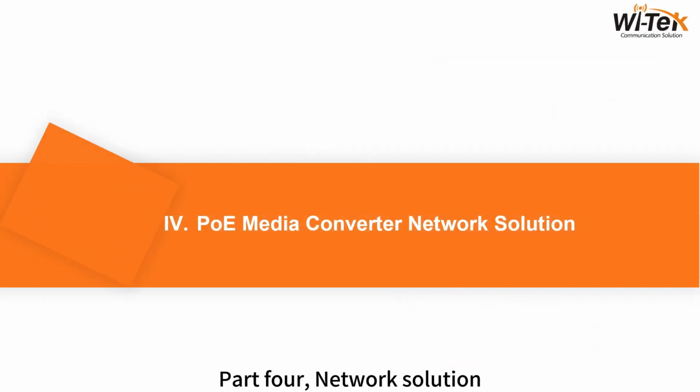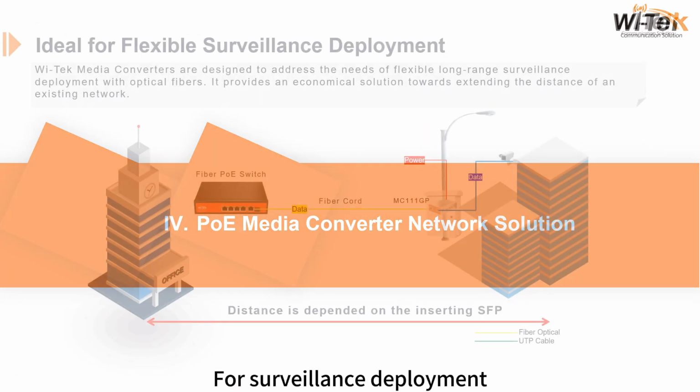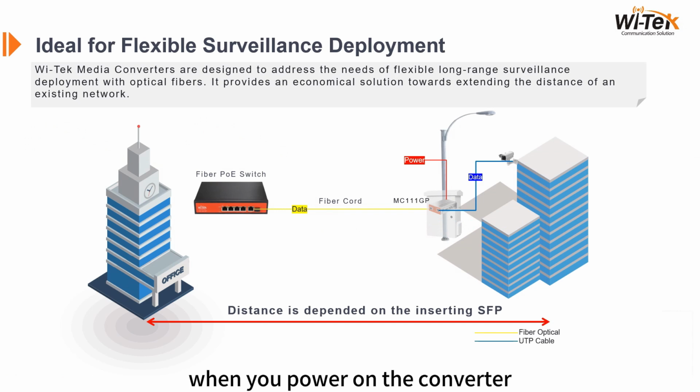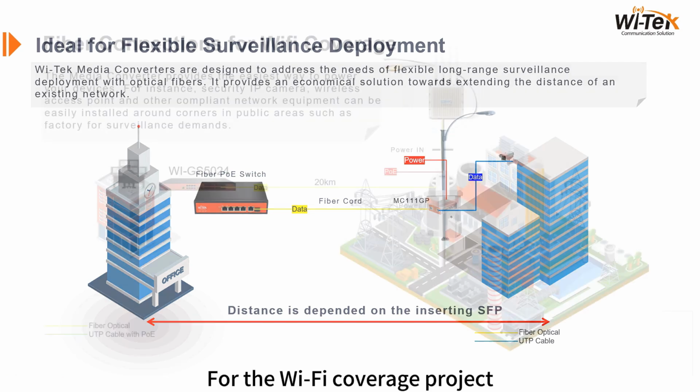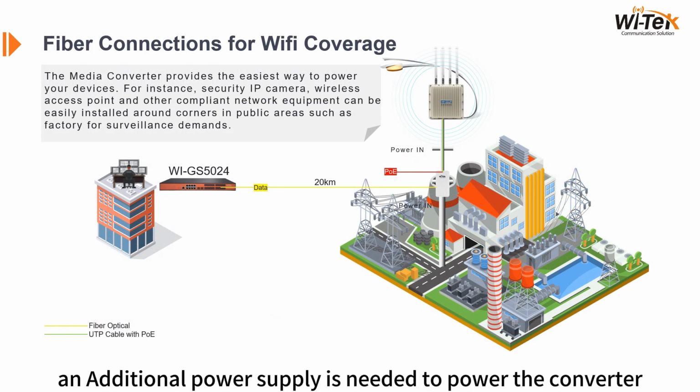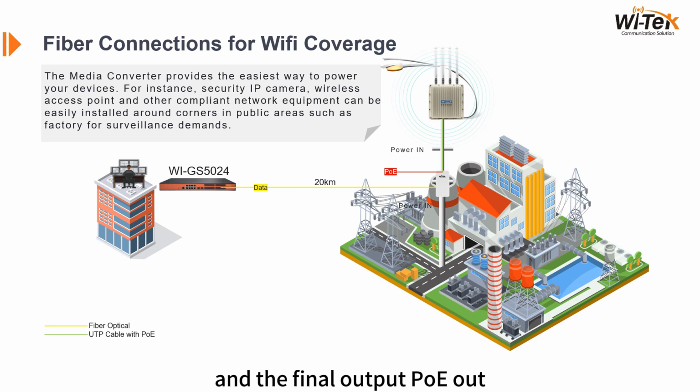Part 4, Network Solution. For surveillance deployment, when you power on the converter, PoE port powers on the camera, fiber optics are used only to transmit data. For the Wi-Fi coverage project, an additional power supply is needed to power the converter, and the final output is PoE out. The uplink port is fiber, downlink port is connected to AP.